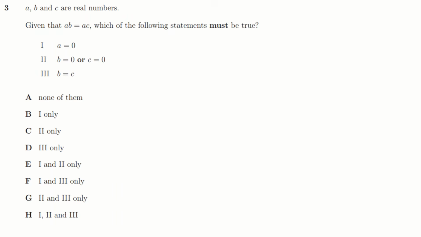Good. Question number 3. Which of these must be true? So counterexamples. When you're thinking about whether something must be true, just think of counterexamples. I know now a equaling 0 makes this true, for sure, because it will be 0 equals 0, but it doesn't have to be true. Like, I could just choose a to be 5, and as long as b and c are the same, you get the same answer. So that doesn't have to be true.